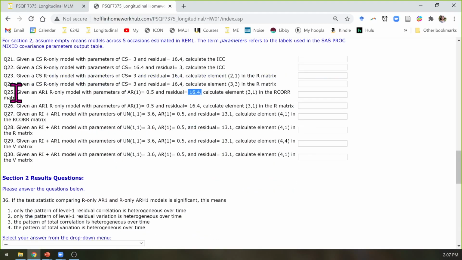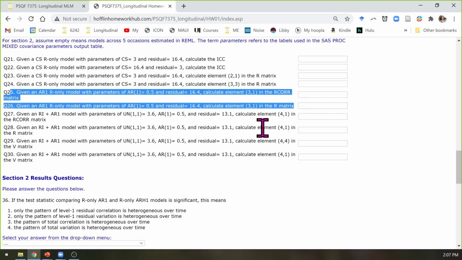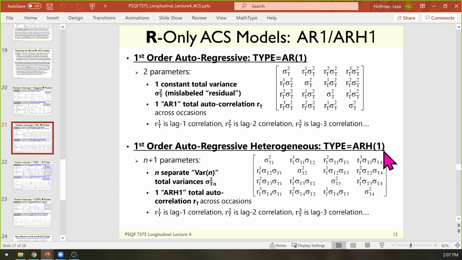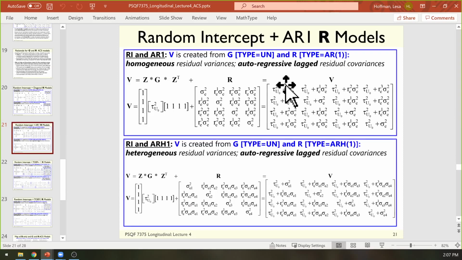Okay, so for 25 and 26, those are asking about elements in the R core version and then the R version of an AR1 model. So that's all on that slide. The last four questions in this section are asking about the random intercept plus autoregressive correlation model. That one is in slide 21, where the homogeneous version is at the top.